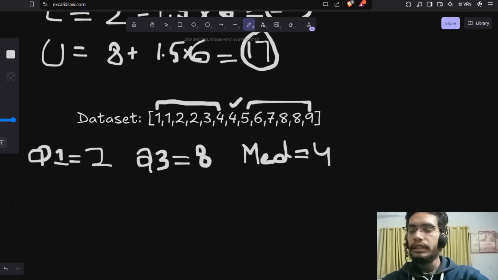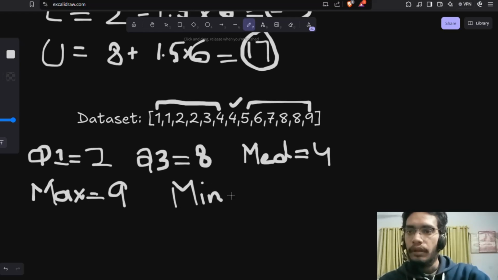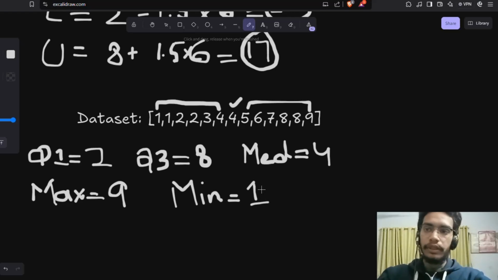And what are the maximum and the minimum values? So the max value we have is 9, and the minimum value we have is 1. Now we got the 5 numbers, right? Congratulations, we have the 5 numbers. Now what are we going to do with the 5 numbers, right?